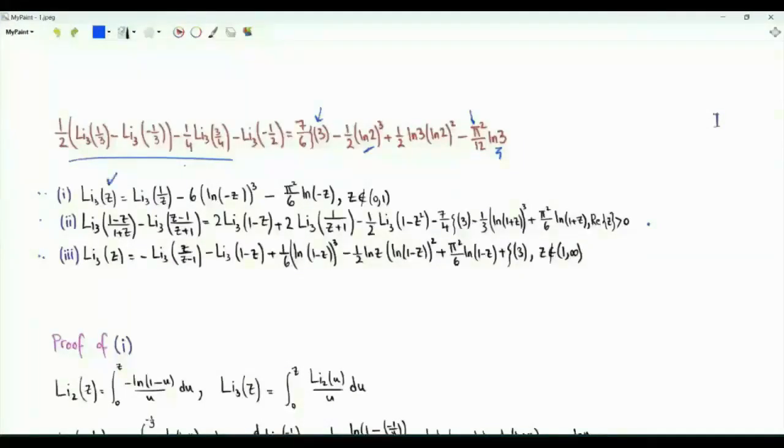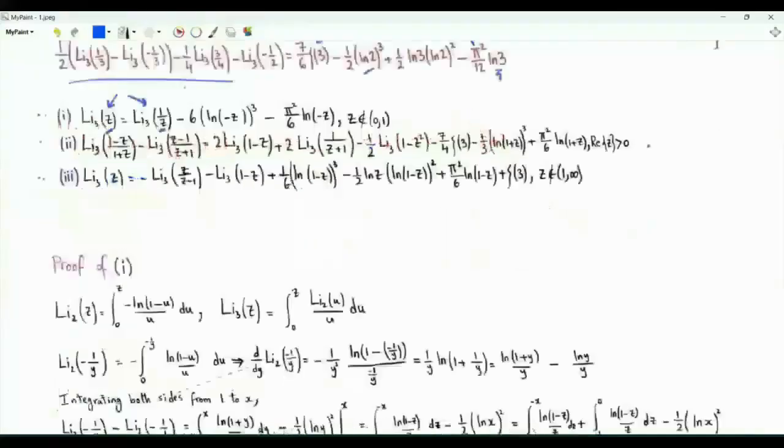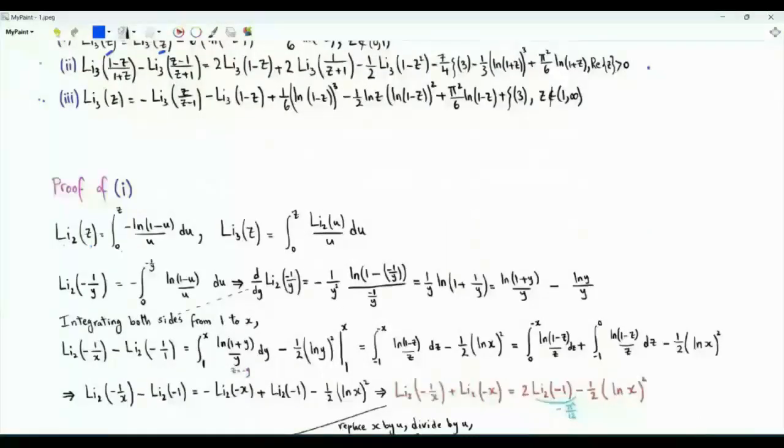The first identity involves the trilogarithm of z and the trilogarithm of 1 over z. We start the proof by making use of the dilogarithm. The dilogarithm of z is the integral u from 0 to z of minus ln(1 minus u) over u. The trilogarithm is the integral u from 0 to z, the dilogarithm of u over u. The dilogarithm of -1 over y is this integral with z replaced by -1 over y.